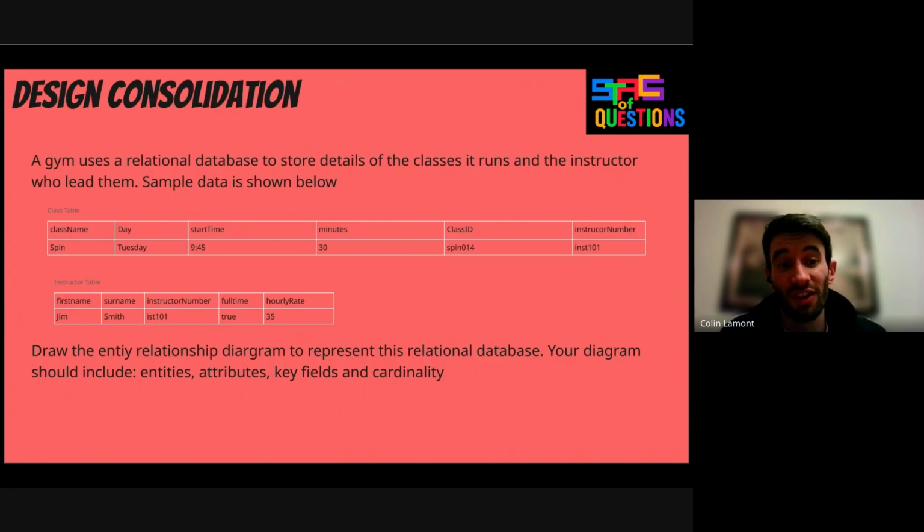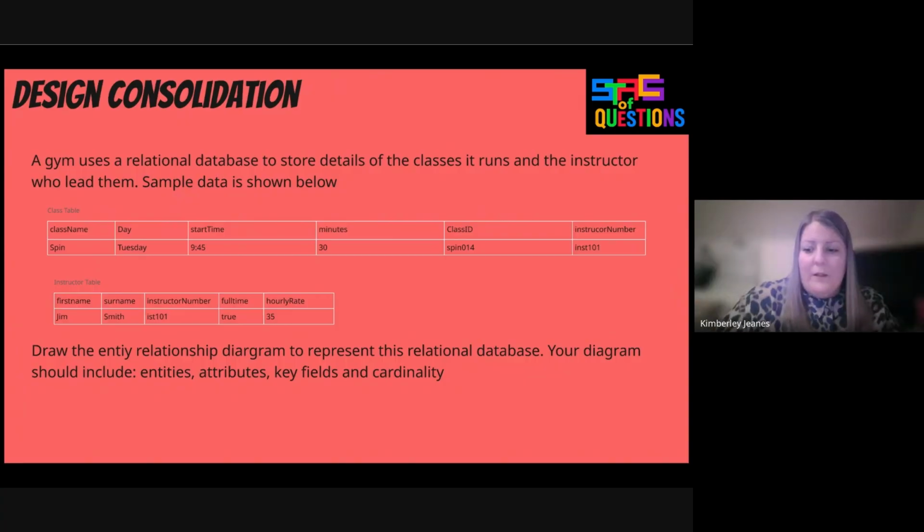So the question is, draw the entity relationship diagram to represent this relational database, and we're going for the full marks here. So your diagram should include entities, attributes, key fields, and cardinality. Fantastic. Okay, cool. And Morag, will we go on to yours?